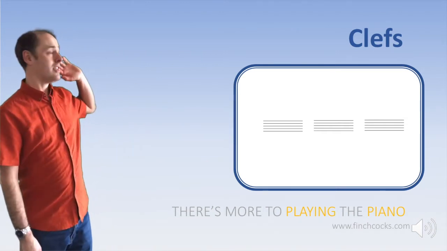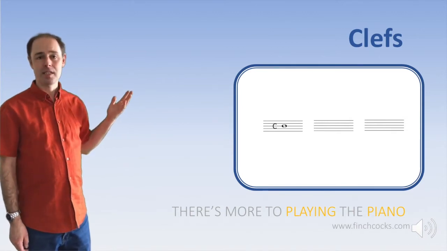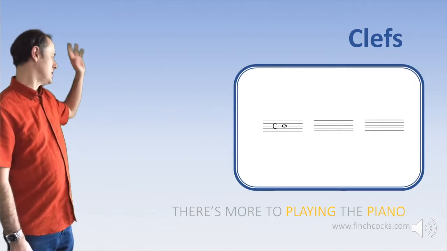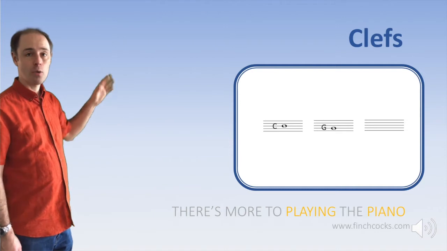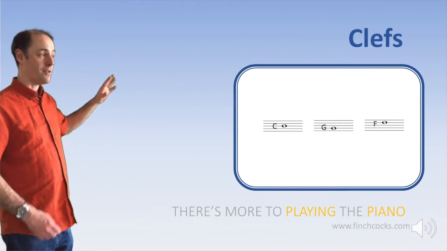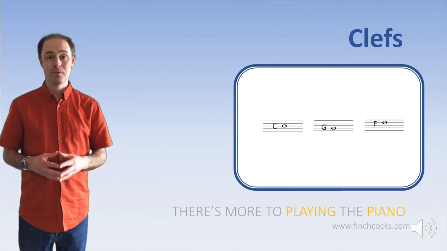If the composer just said, okay, that note's C, so the next one must be D, the next one must be E. Or the composer might say, the second line up, let's say that's G, and you can work out all the other notes in relation to that. Or the composer might say, this is F. Go for it, work out all the other notes. Now that's exactly what composers do.